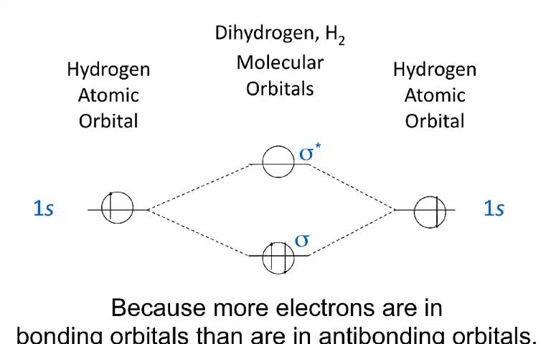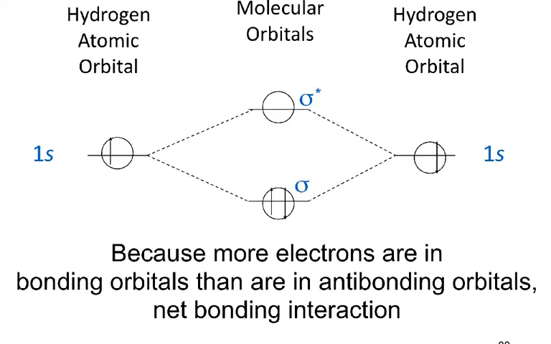Let's look at a simple example. For hydrogen, we can create molecular orbitals from the 1s orbital, the linear combination. We get a sigma orbital that is lower in energy than the two atomic orbitals. We get a sigma star antibonding orbital that's higher in energy. We're adding 2 electrons. Those 2 electrons go into our sigma bonding orbital. So we have a net bond because we have more electrons in a bonding orbital than in the antibonding.